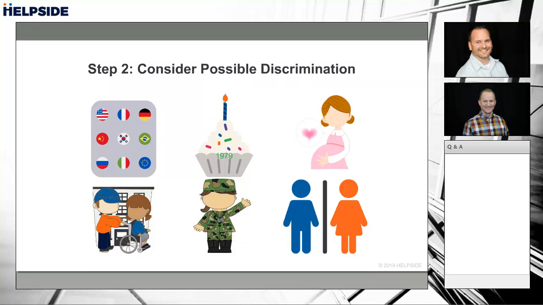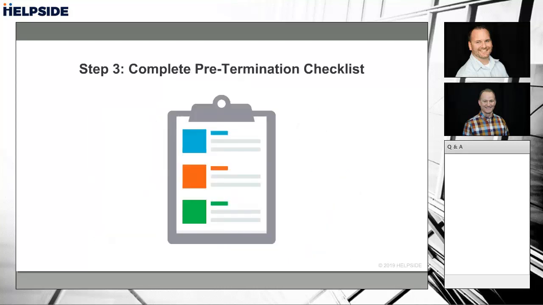Step two then is to consider possible discrimination. So think about the employee. Could he or she possibly come back with a wrongful termination suit based on ethnicity, age, pregnancy, disability, military, gender, or other things? And if you're not quite sure, once again, here's how you can reach out to us. You can reach us by email at humanresources@helpside.com or simply hr@helpside.com, or call us directly at 801-796-7472. We can talk you through the details.